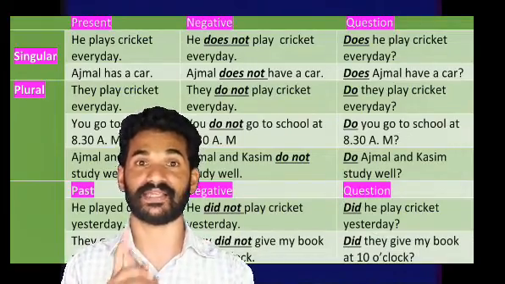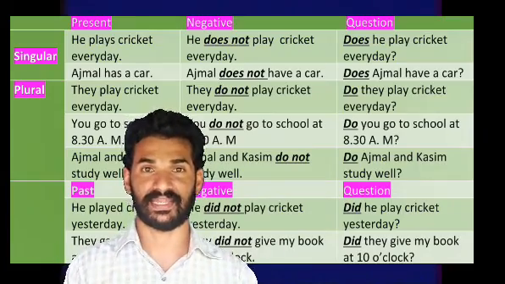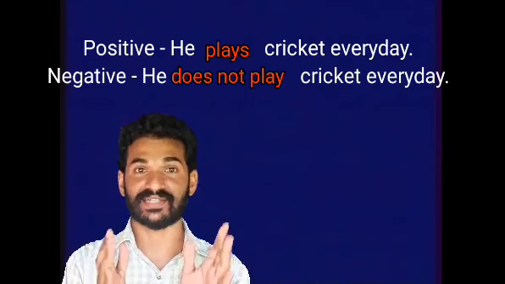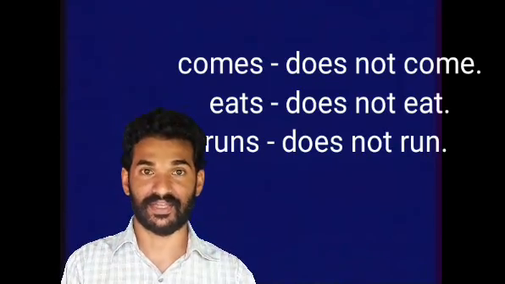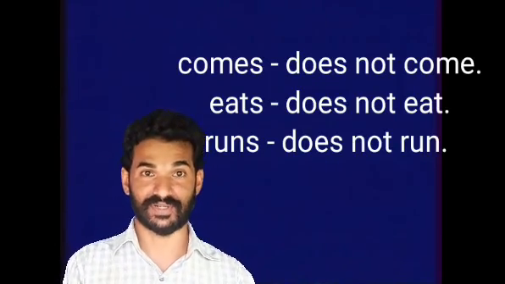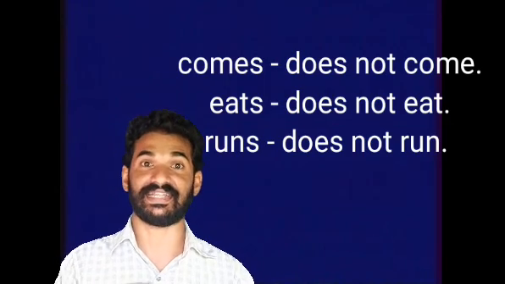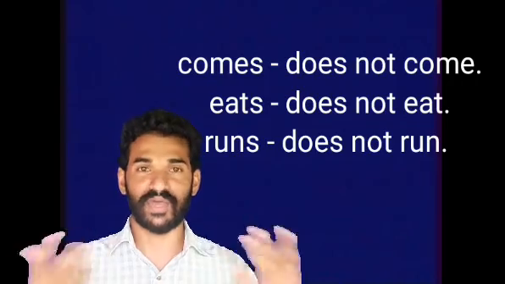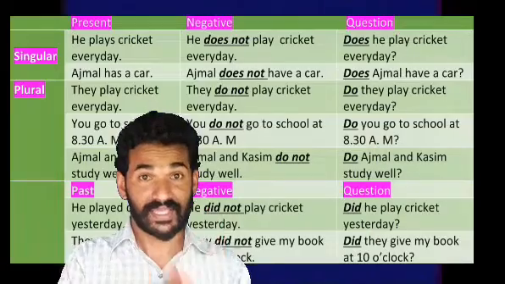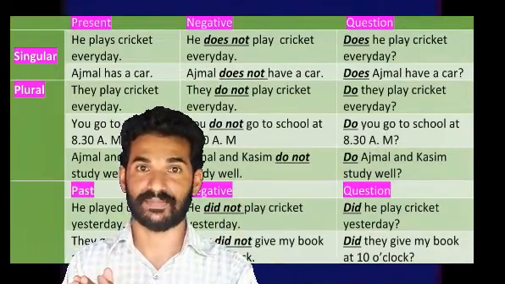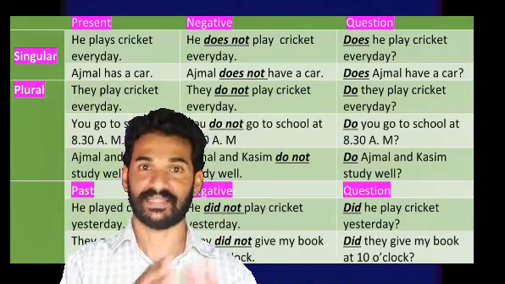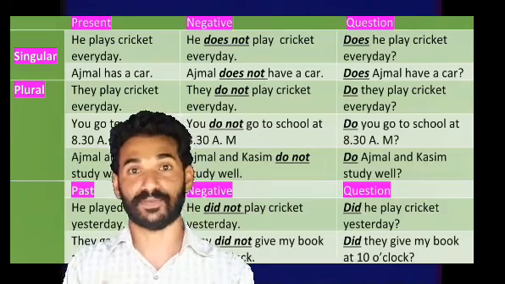Look at the negative. He does not play cricket every day. How can we make negative? It's very easy. He plays cricket every day. What's the negative of plays? Does not play. What's the negative of comes? Does not come. What's the negative of eats? Does not eat. What's the negative of runs? Does not run. So it's very easy to make negative. So here he does not play cricket because the positive sentence is he plays cricket every day. So the negative, he does not play cricket every day.